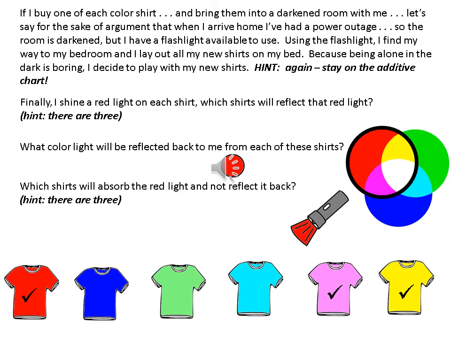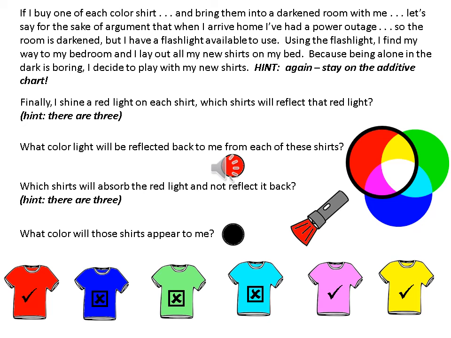Which shirts will absorb the red light and not reflect it back? That's going to be the shirts that are left there, the blue, the green, and the cyan shirts. Each of those shirts are made with dye that absorb red light and don't reflect it back. So what color will those shirts appear to me when I shine the red flashlight on them? They will appear to be black.